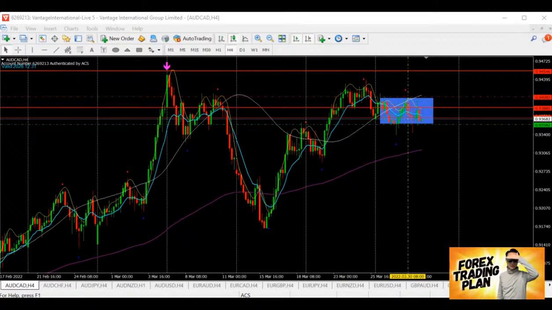Okay, so yes. Let's go. So Aussie cap, I put it in my watch list, but however, it must break the support area here. All right. Okay, so next to go.